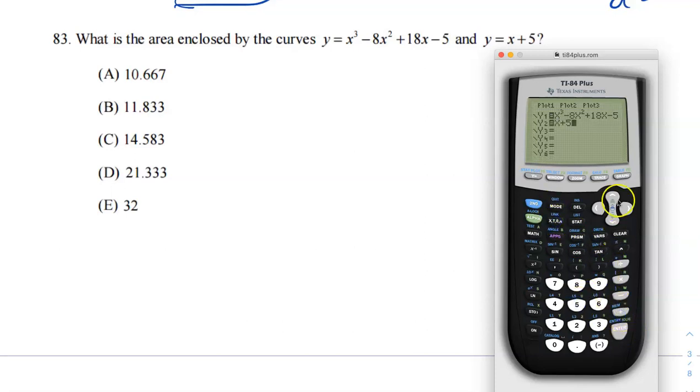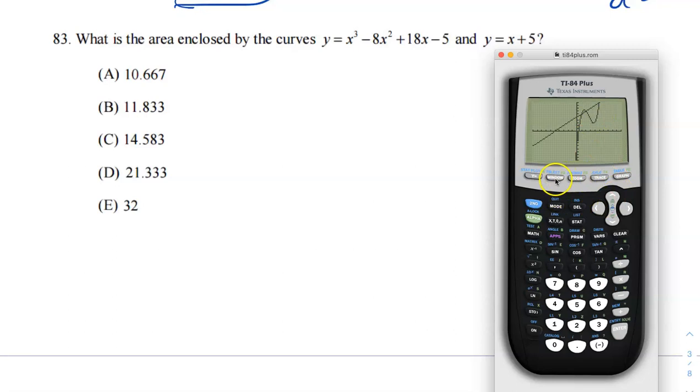Now in this case, I'm actually going to go back to Zoom standard because I don't have a window to work with. So I'm just going to go back to the standard Zoom and see what it looks like. So Zoom 6 standard view. And I get something like that. I might want to zoom in a bit, maybe look at the first quadrant. Because remember, it's the area enclosed by the graph. So it looks like it's enclosed right there in this part.